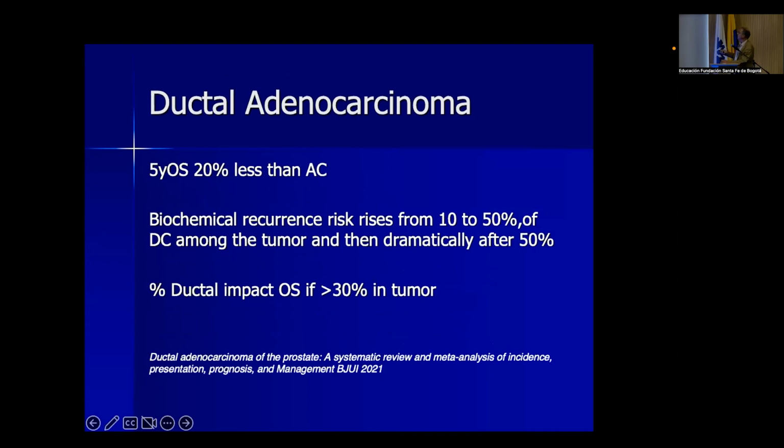More than this, the presence of ductal adenocarcinoma has an impact on overall survival and on biochemical recurrence. Biochemical recurrence comes earlier as the percentage of ductal adenocarcinoma is higher, especially after 50% of ductal adenocarcinoma in the prostate. And the percentage of ductal adenocarcinoma has a clear impact on overall survival if the percentage is superior to 30%.